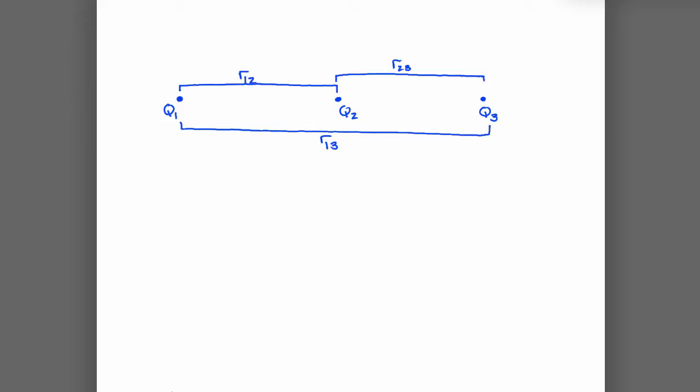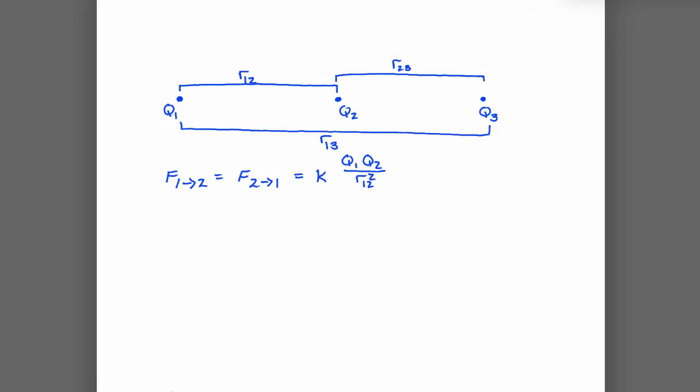Now, as we learned from last time, the force from Q1 onto Q2 is exactly equal to the force of Q2 onto Q1. So we can write that as K Q1 Q2 over R 1,2 squared.